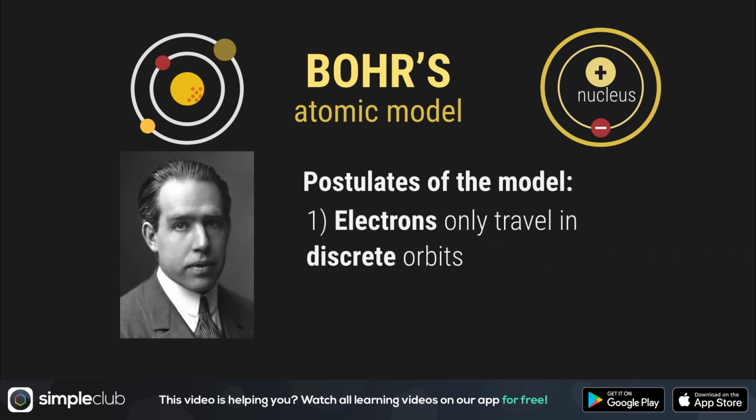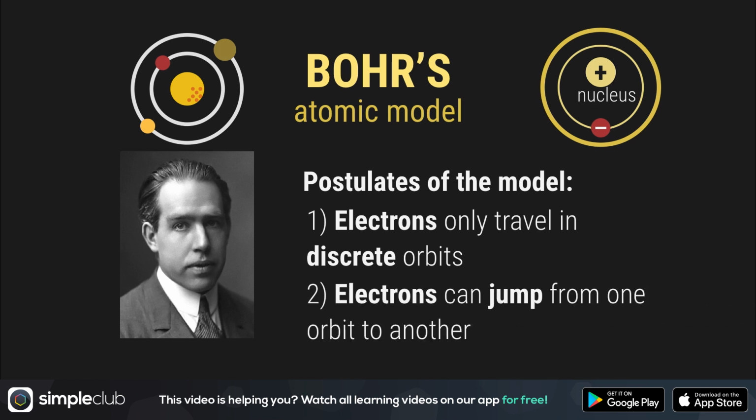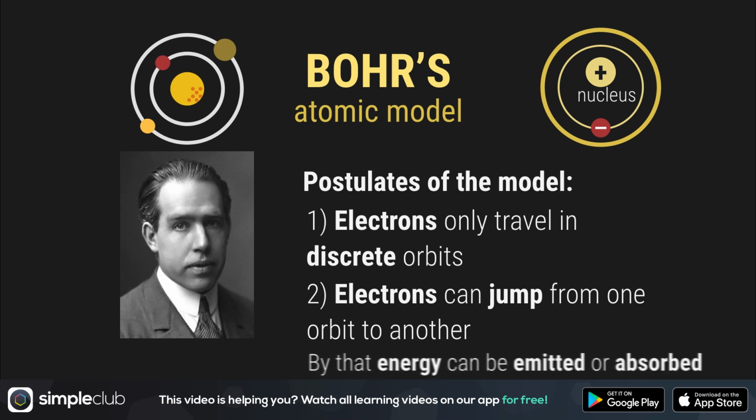Electrons only travel in discrete orbits, exactly like planets in their orbits. If the planets or the electrons didn't travel in the orbit, it wouldn't be discrete. The second thing he claimed was that electrons can jump from one orbit to another. Energy is being emitted or absorbed in the form of electromagnetic radiation, light. But we will explain to you how that works exactly some other time. This model helped explain a whole lot more than those that came before.